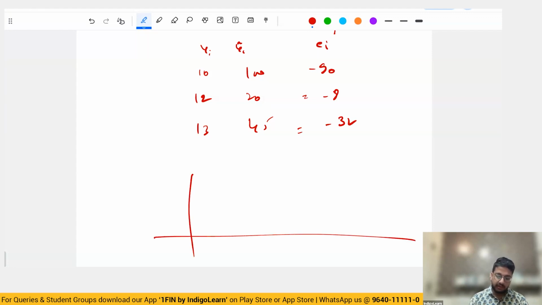And if you plot it, for 10 it is going to be minus 90, somewhere very far down below. For 12, it is going to be minus 8, so somewhere very close over here. And for 13, it is going to be somewhere in the middle. Now my error terms are totally scattered on the plot, which is the worst thing for any analyst who's building a predictive model.